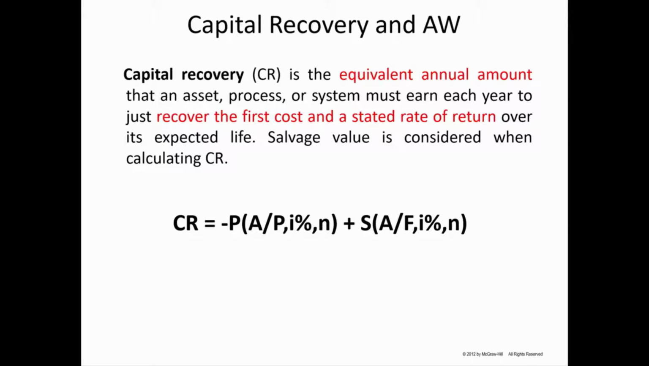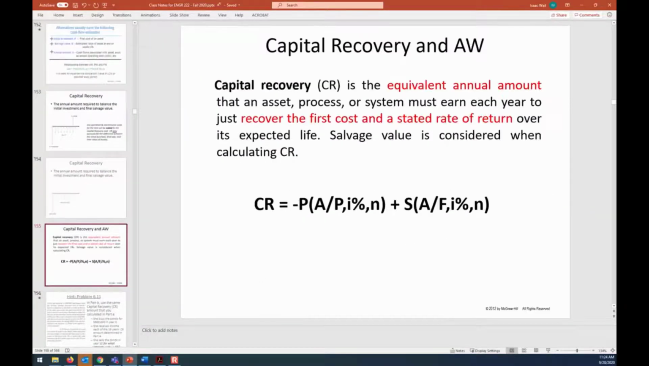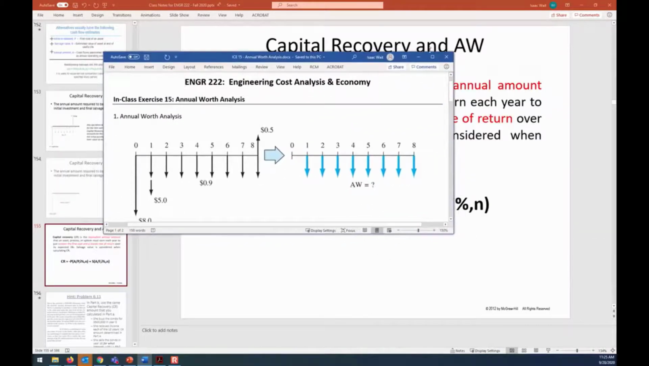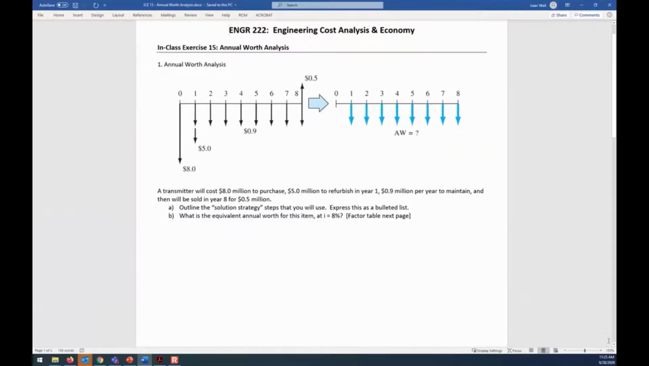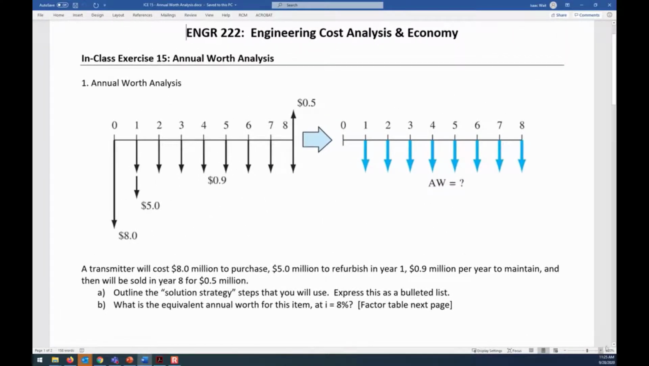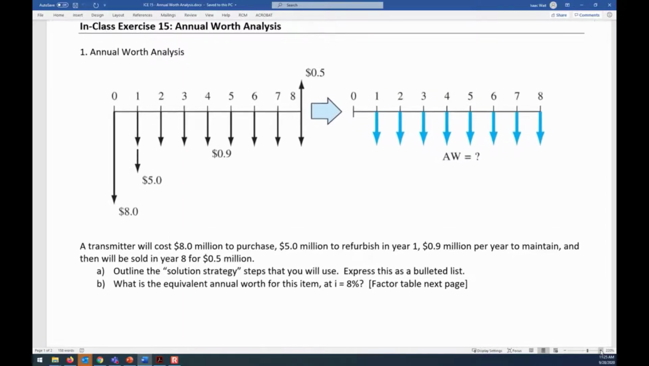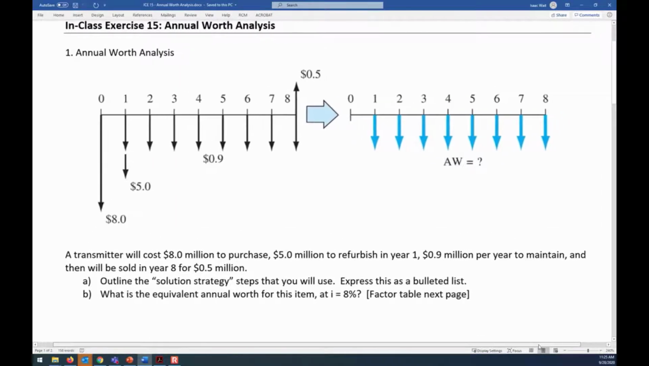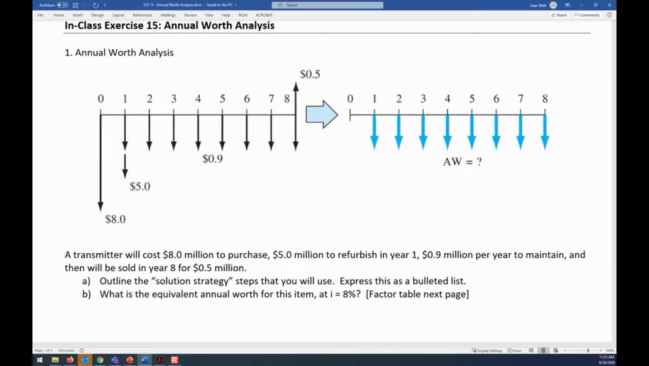All right, so today's in-class exercise, the first part is that same cash flow diagram that we were just looking at on the previous slide here. The scenario here is a transmitter that we have purchased, and it costs $8 million to purchase, $5 million to refurbish, and $900,000 each year to maintain. And then we sell it in year 8 for $500,000.